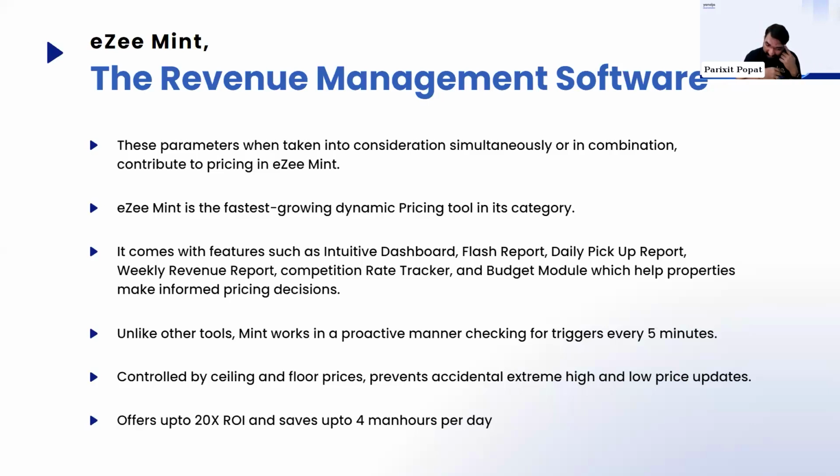By this, what I mean is that if you put a price on the higher side, say I want my room sold at $1,000 on the higher side, and on the lower side I want to keep it at $200, EasyMint is going to structure the pricing in such a way that it is not going to go $1,001 or $199. It is going to be stable between these two values. That is what EasyMint is going to do for you when it is updating the price.